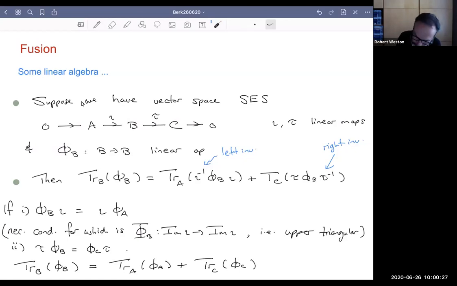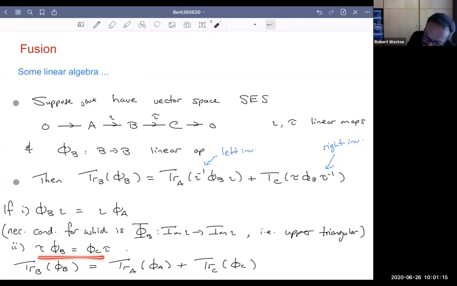Okay, so now suppose I have this relation that iota followed by phi B can be written in terms of a new operator, a linear operator on A, followed by iota. That needn't be true, and a necessary condition for it to be true is that phi B preserves the image of iota, because the right-hand side is in the image of iota, so the left-hand side better be in the image of iota. So I need that phi B preserves the image. In other words, I need that phi B is upper triangular. Okay, so this B space has the image of A in it, and I want phi B to preserve that image. So it's upper triangular.